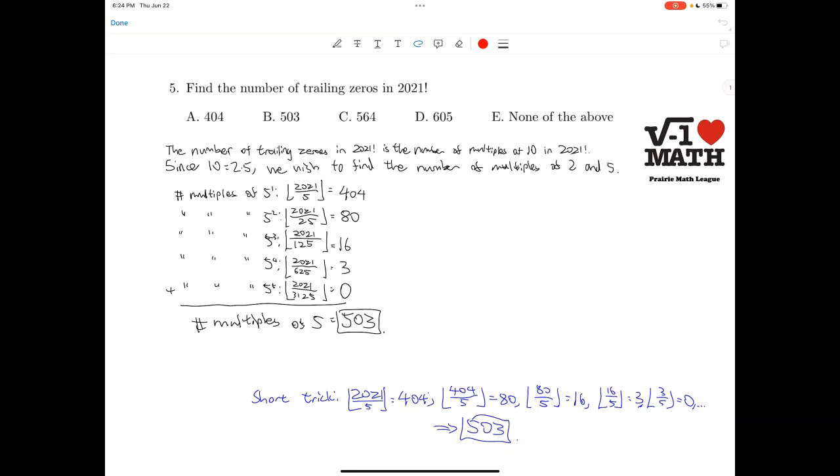Hello everyone, today I will show the solutions to the Prairie Math League High School round 145, problems 5 and 6. For problem number 5, we have a classic problem. We need to find the number of trailing zeros in 2021 factorial.